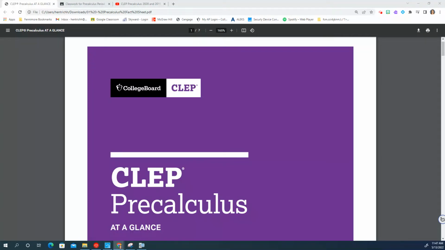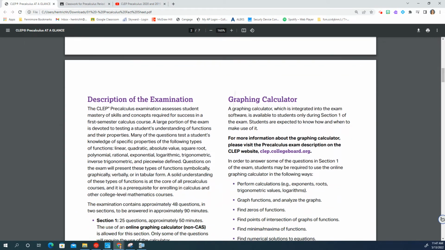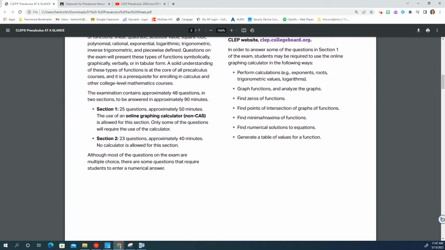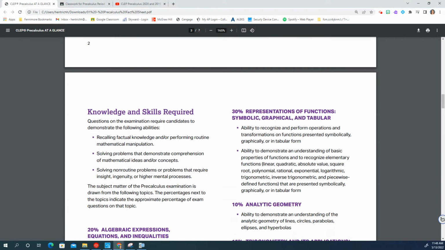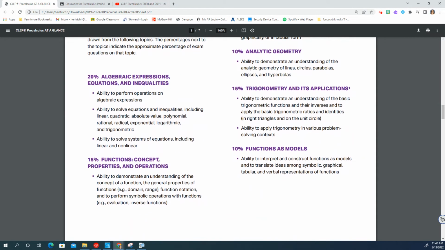All right, we are just going over a little bit of the breakdown of the CLEP exam and doing a few practice problems today. It's broken up into two parts. First part, you get that online graphing calculator, usually around 25 questions in 50 minutes. Second part, usually around 23 questions in 40 minutes, no calculator. You can read through this more in depth if you want to. This page just kind of breaks down what topics are on the exam.